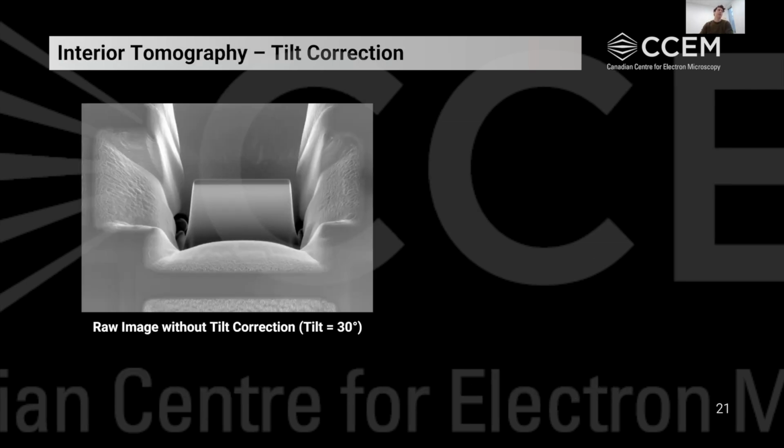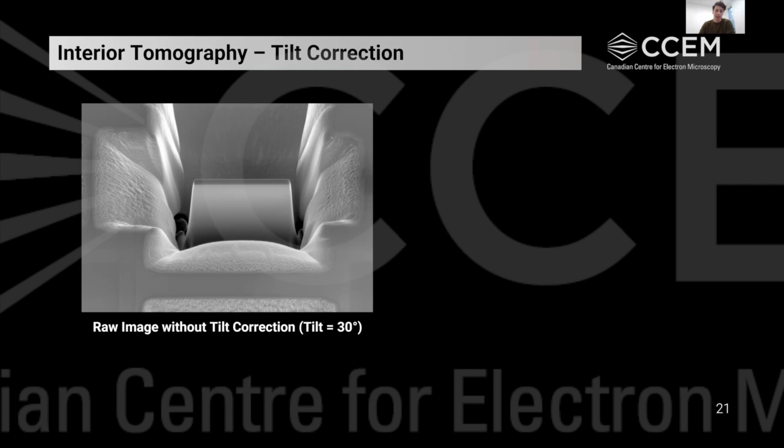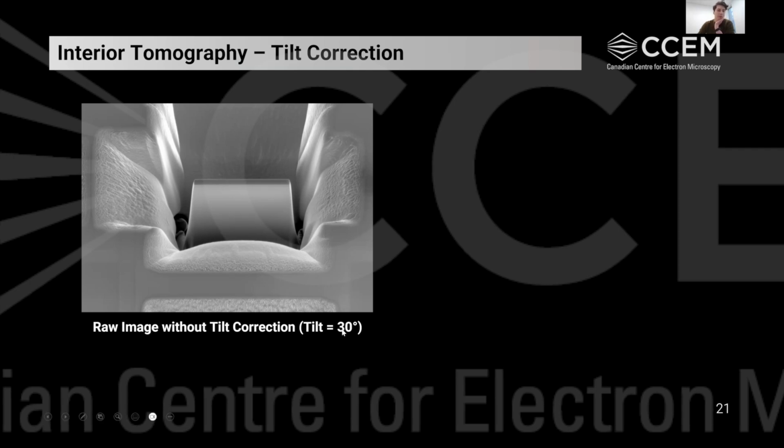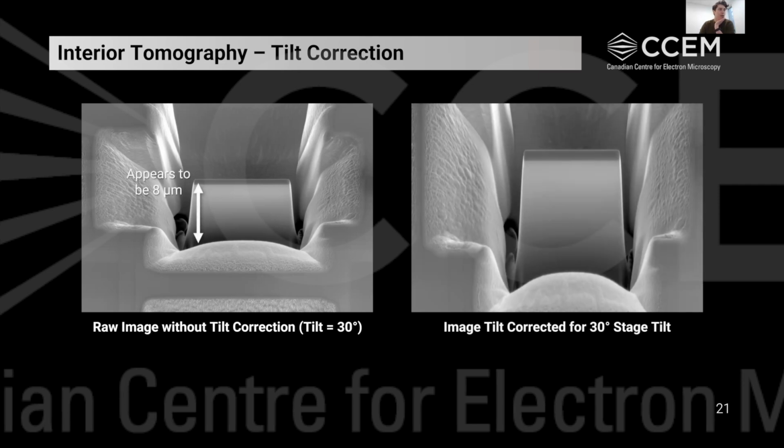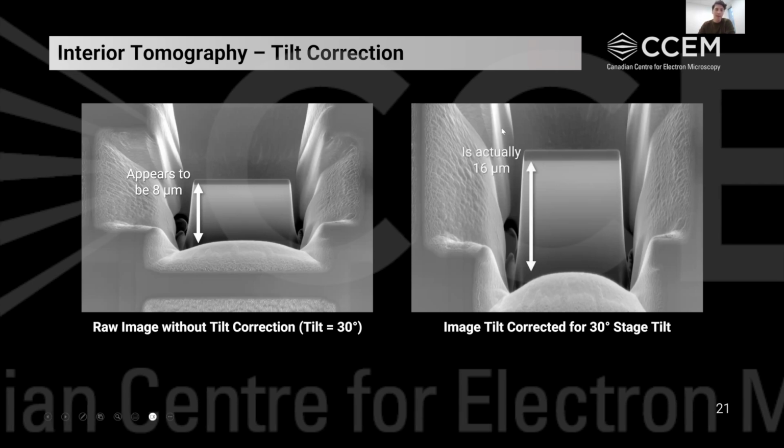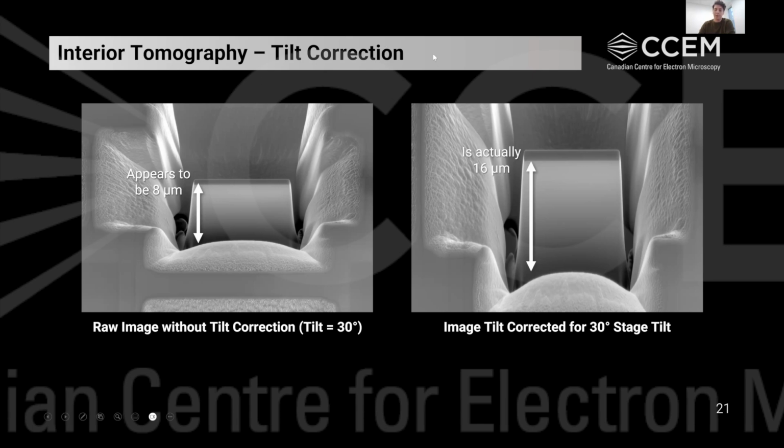As well, one additional consideration when we're doing interior tomographies is that we should have tilt correction enabled in the microscope. If we're imaging at a tilt angle, which we typically are in these types of interior tomographies, and we acquire an image that looks a little bit like this, here I'm at a tilt angle of about 30 degrees, and we want to take a measurement. It looks like it's only about 8 microns in this particular instance. But if we enable the tilt correction in the microscope, its true depth is actually 16 microns.